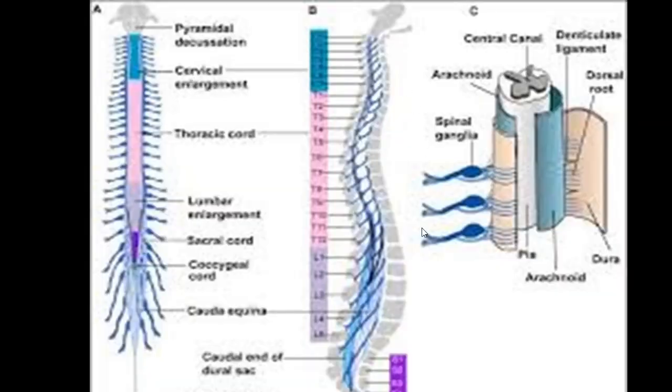In this diagram, you can see the various levels of the spinal nerves and the vertebra, and which has been corresponded here with the vertebra.